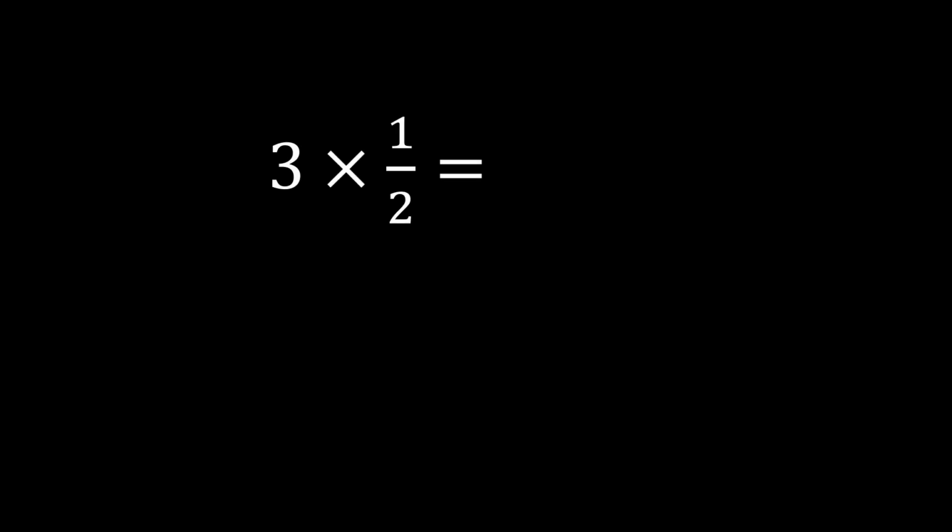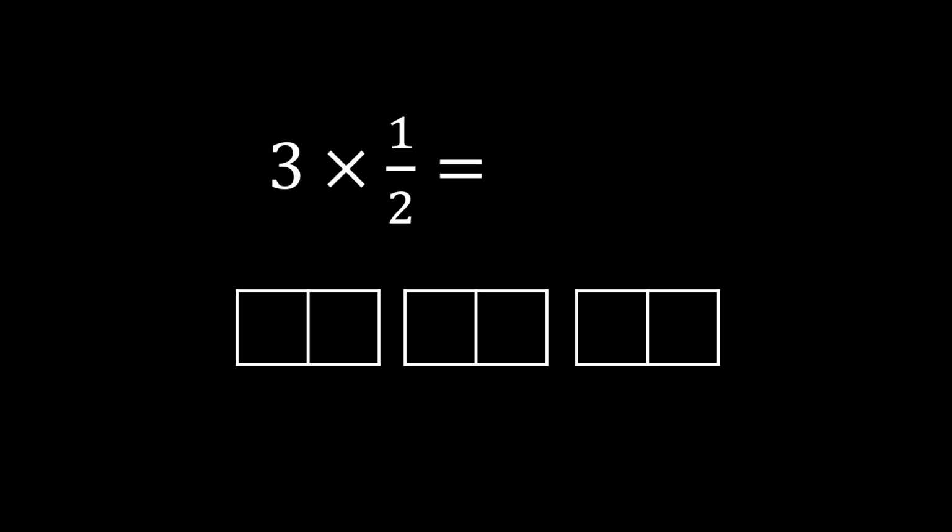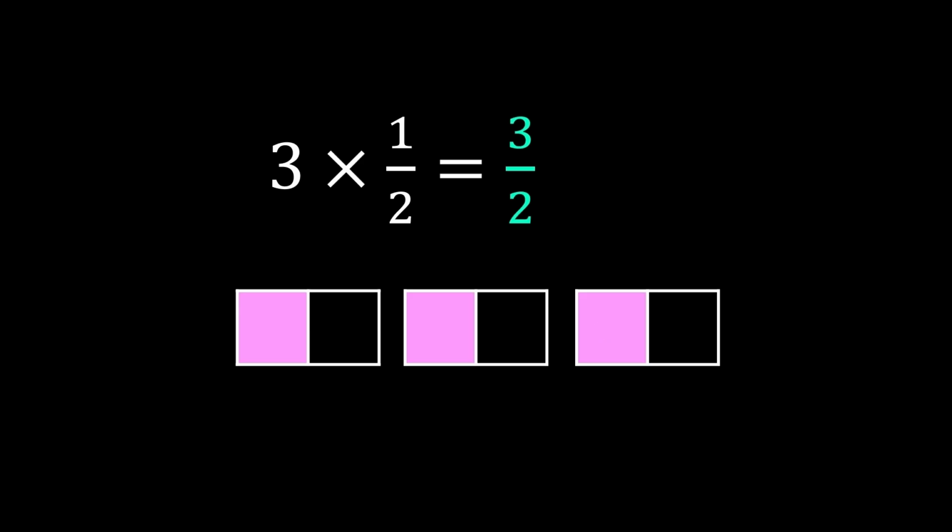This example is 3 times a half, and I'm thinking about this problem as being 3 groups of 1/2. So to model this problem, I will start by showing three groups or three wholes that I've divided into halves. To show 3 times 1/2, I'll shade in 1/2 in each group. Now I have 1, 2, 3 halves shaded in.